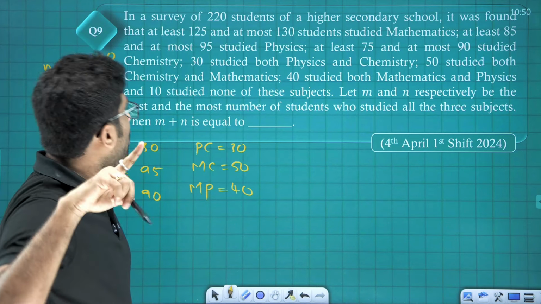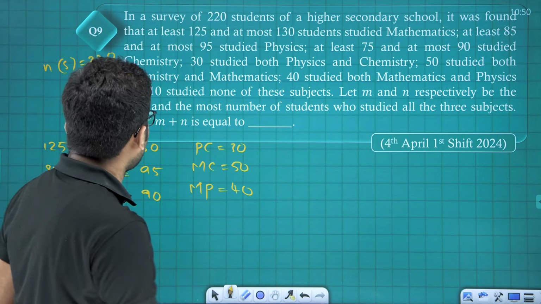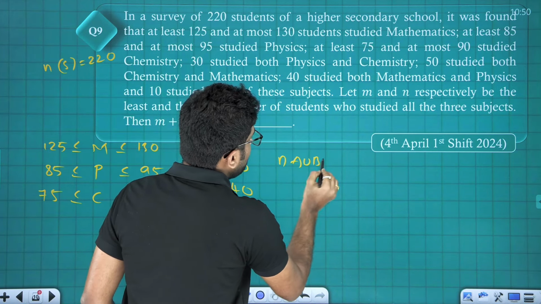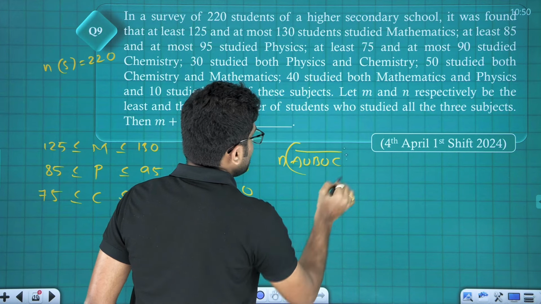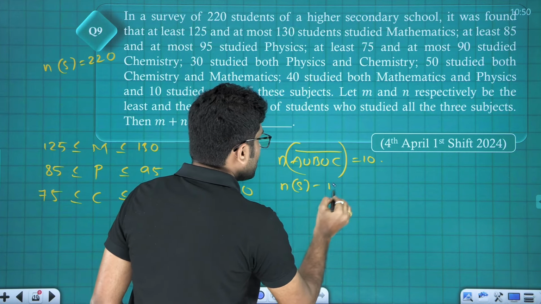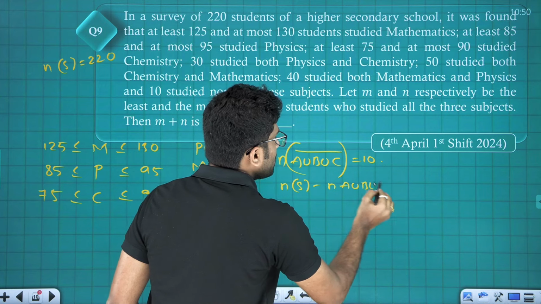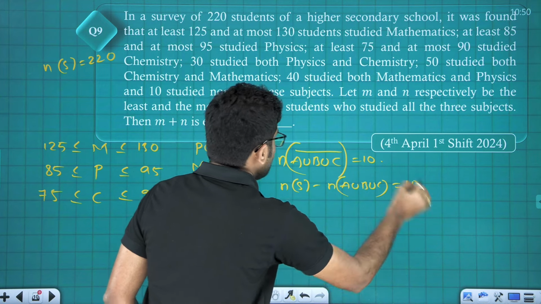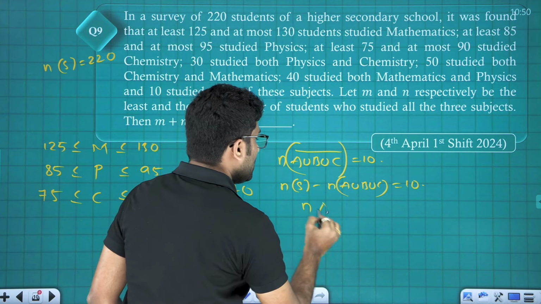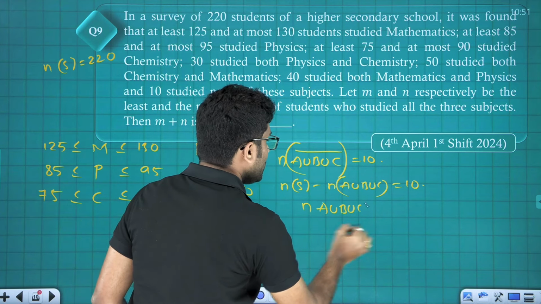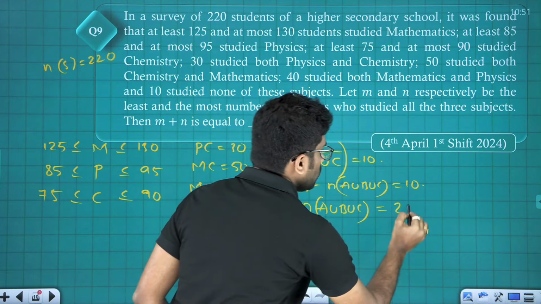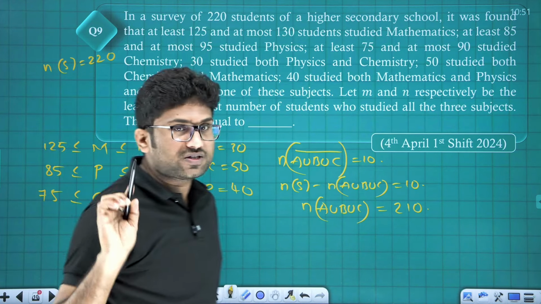10 studied none of these three subjects. None means A union B union C whole complement is equal to 10. The complement is nothing but N of S minus N of A union B union C, which is 10. So N of S is anyhow 220, minus 10. Clearly N of A union B union C is equal to 220 minus 10, which is 210. We have got the N of A union B union C value.